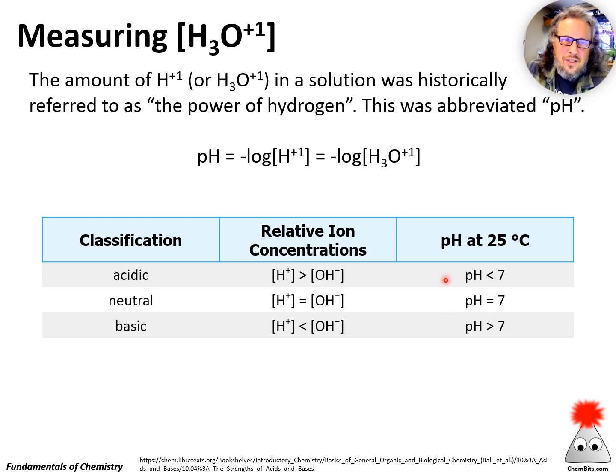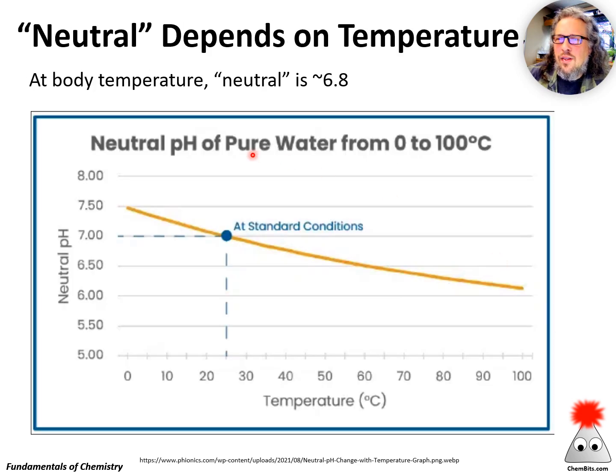But in biological systems especially, physiological temperature is not 25 degrees Celsius. If your temperature was 25 degrees Celsius, you'd be dead. So we have to keep that in mind, and just look at the temperature dependence of neutral. Neutral is where H3O plus concentration is equal to OH minus concentration. And the pH of that shifts depending on the temperature.